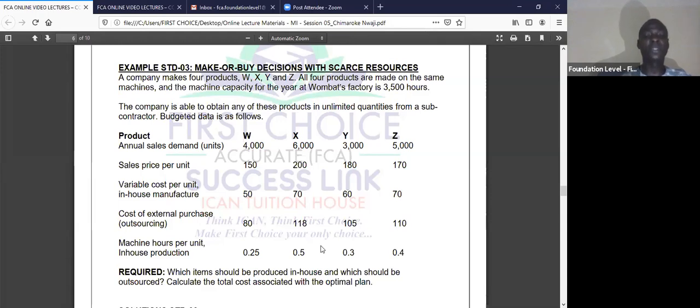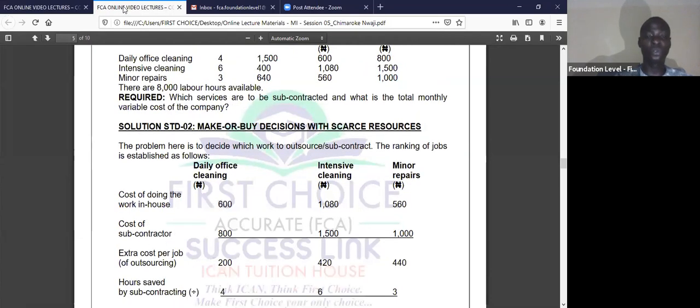Required: which items should be produced in-house and which should be outsourced? And calculate the total costs associated with the optimal plan. Now, this is like the one we did the first time. Which one should we produce in-house? Which should we outsource? So what's the first thing we should do here? Let's look at the solution. What's the first thing we should do?